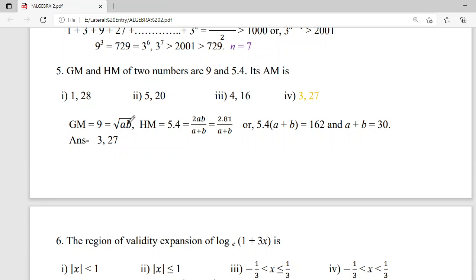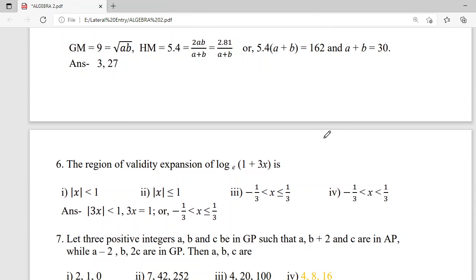Then you test it for this. You partition 30, because A into B is equal to 81. You see for what value you can have this. Take 10 plus 20: 10 into 20 is 200, it is not 81. So you test for this: 3 plus 27 satisfies the sum 30, and also 3 into 27 is 81. So like this you find the values: it is 3 and 27.